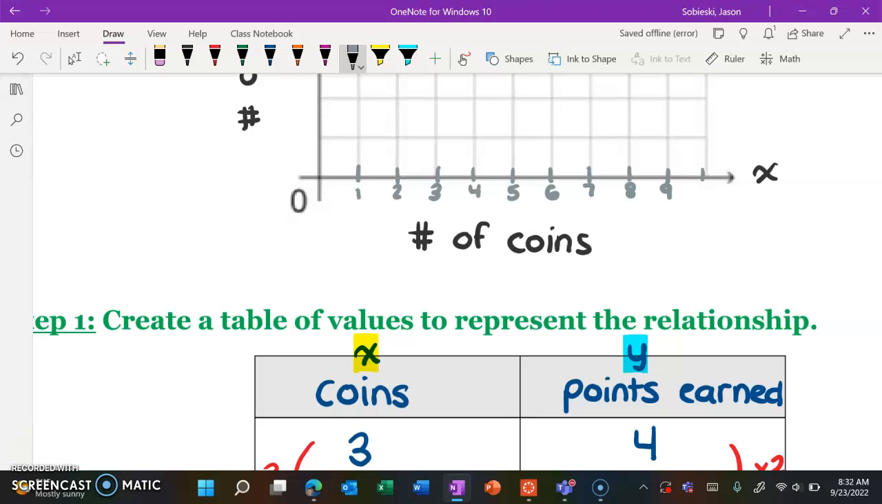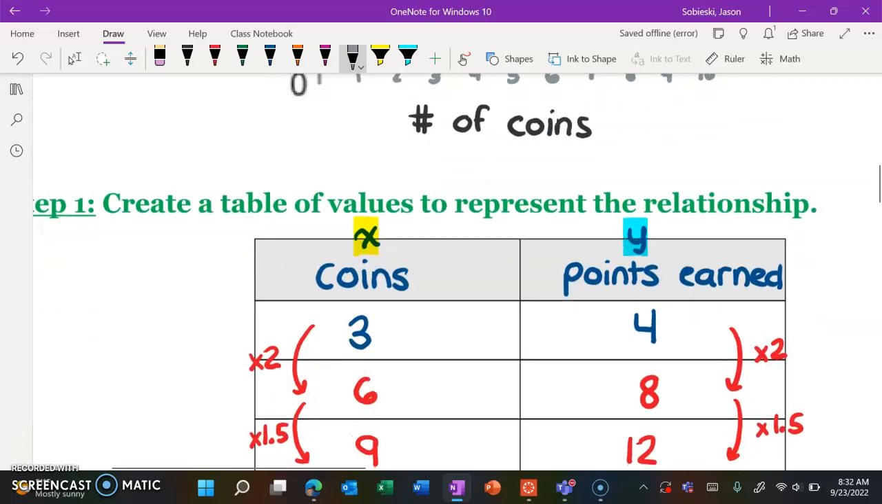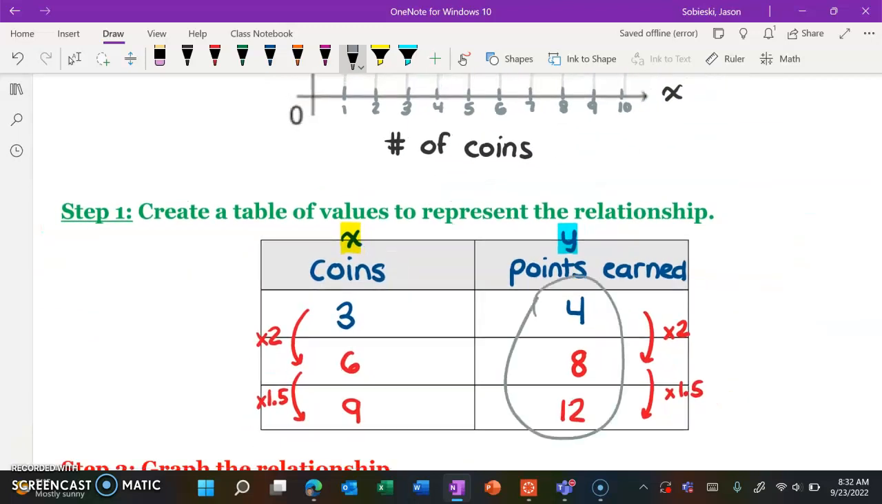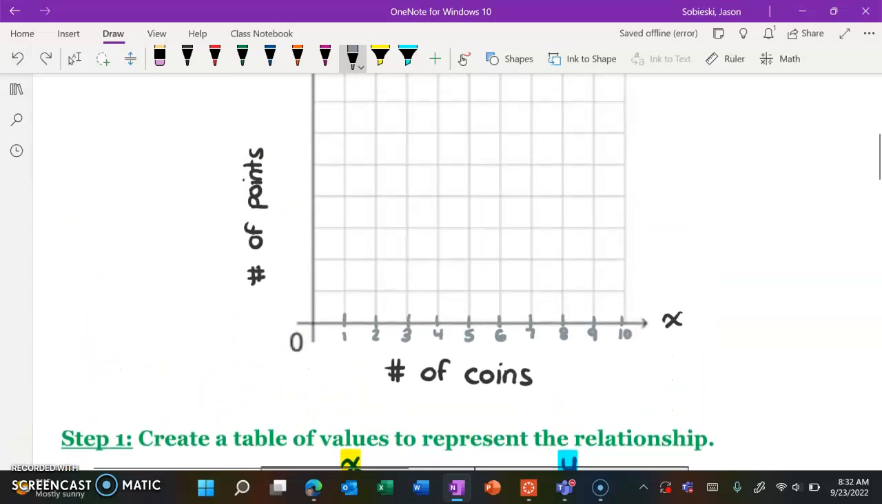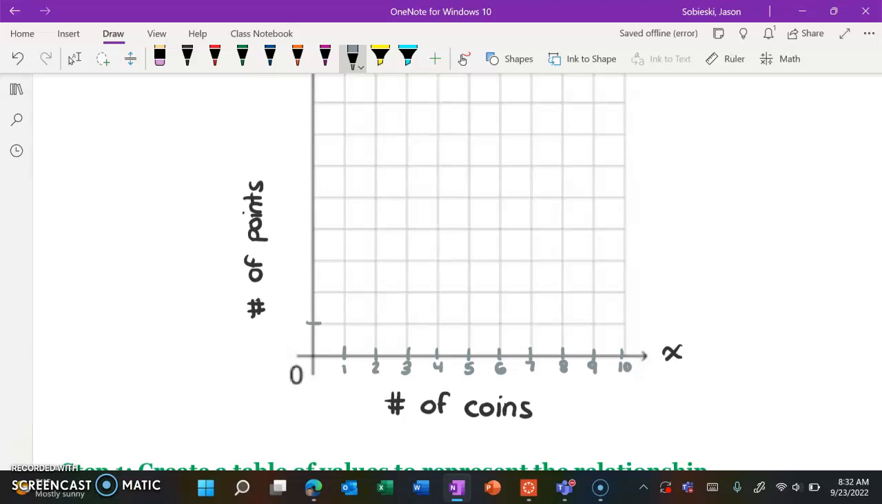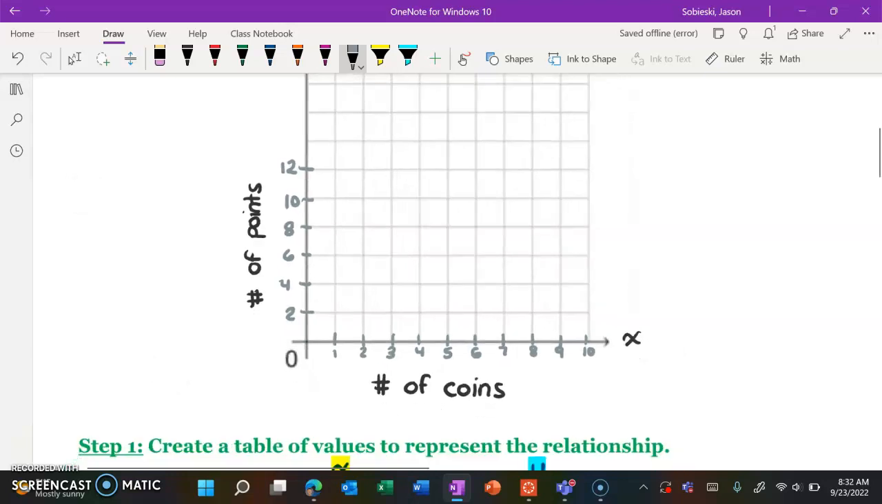And then for the y-axis, the number of points, we have to be able to get up to a 12. Again, all of these are even numbers, so maybe we'll count by 2s, just to make it a little bit easier for ourselves. 2, 4, 6, and so on. Oops, it should be a 10 and 12, and we'll stop there because we don't have anything larger than 12.